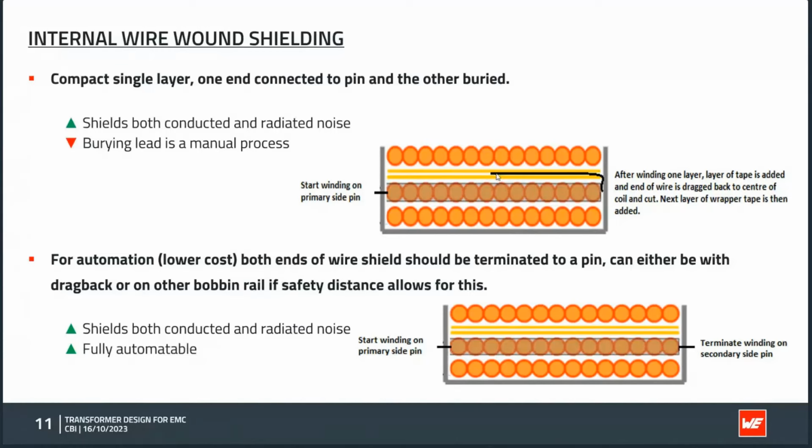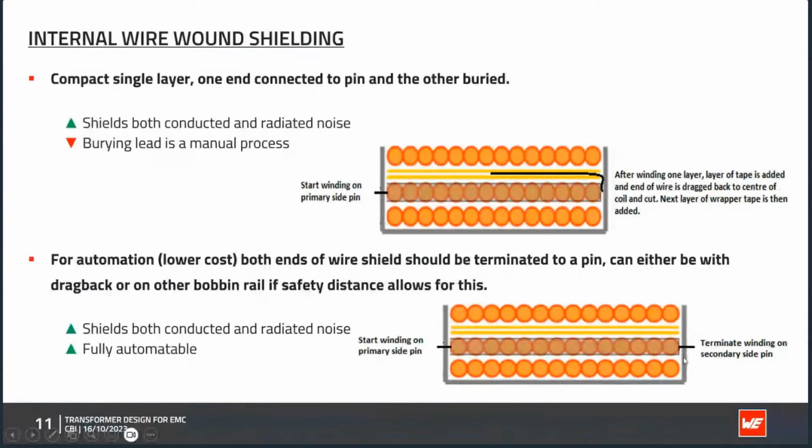But it is still a manual process because a person has to take this wire tail and put it in the correct position and fix it with tape. The much more elegant version, if we have 2 open pins on the transformer, so 2 pins that are not in use, which we can now use for the shield winding. We can start the shield winding on 1 pin, wind the shield, and then terminate the finish just on another pin, one that is not used.